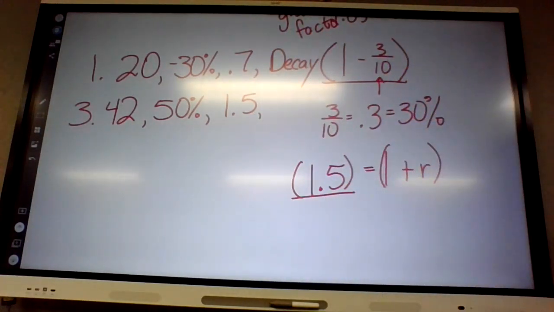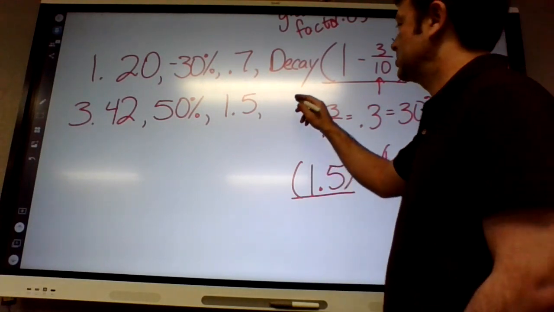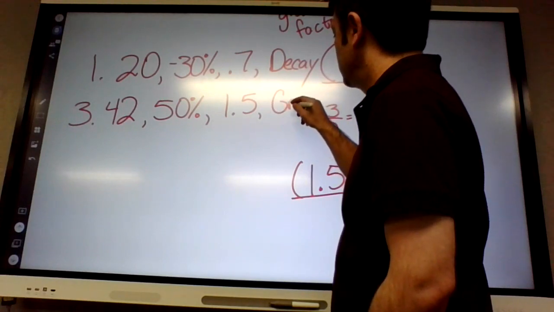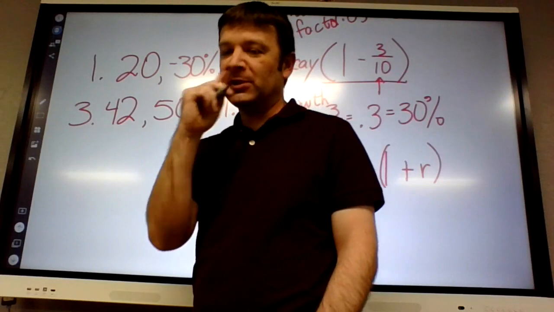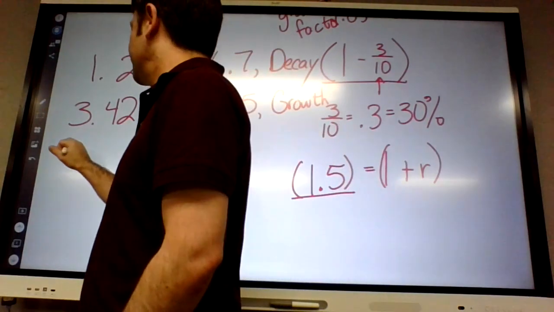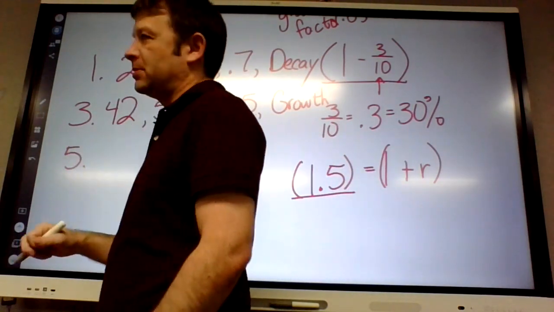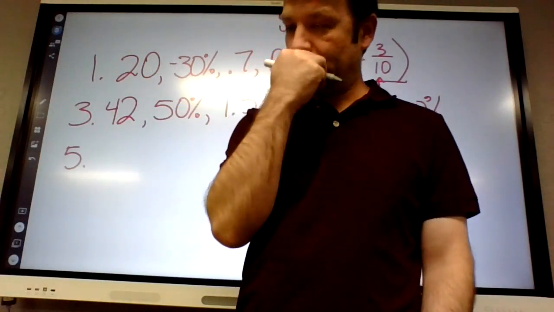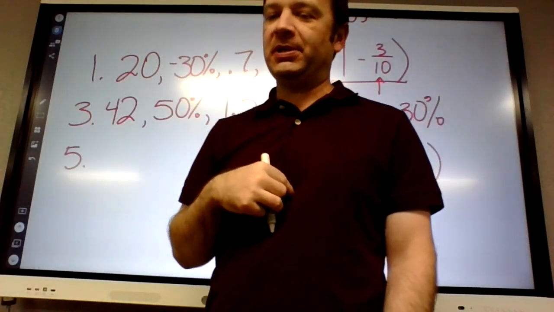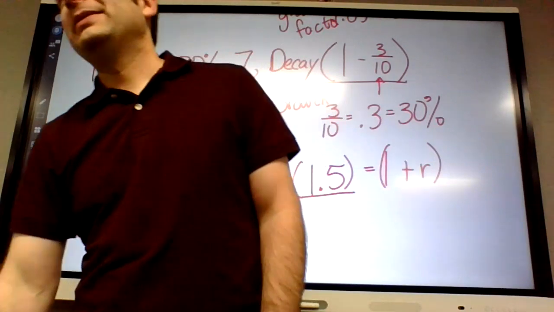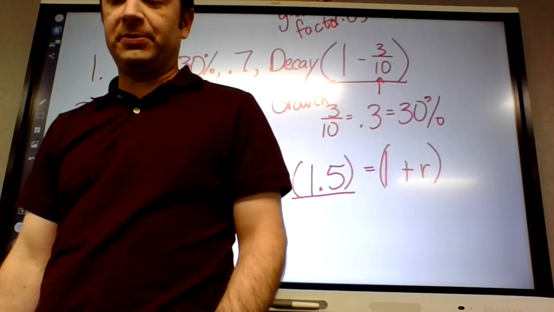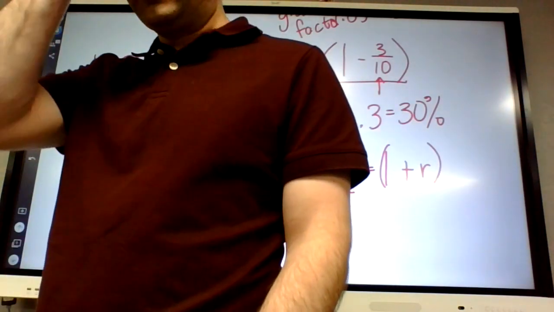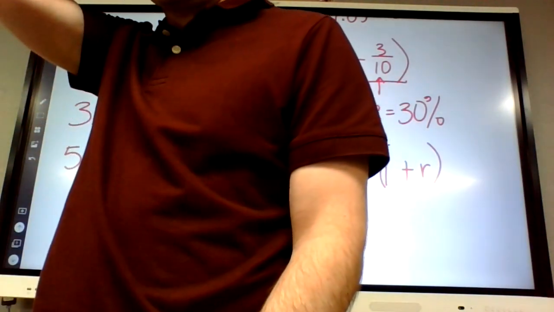Is this an example of growth or decay? Growth. I have a question about 4, because there's no initial amount. What do you guys think the initial amount is on 4? 1. If you multiply 0 by numbers, it's going to say 0. So there's an invisible 1 on the front because nothing's on the front.